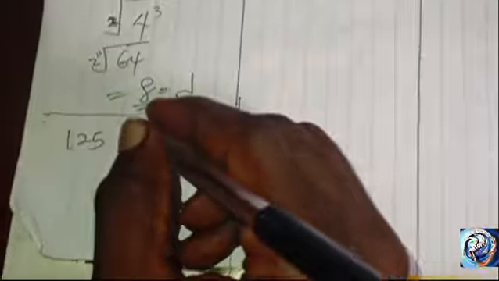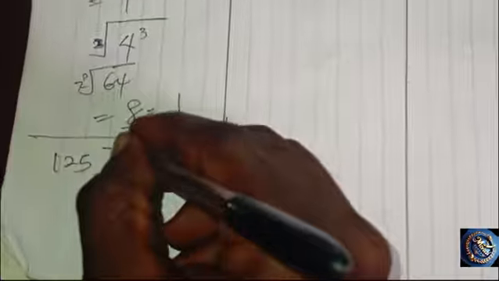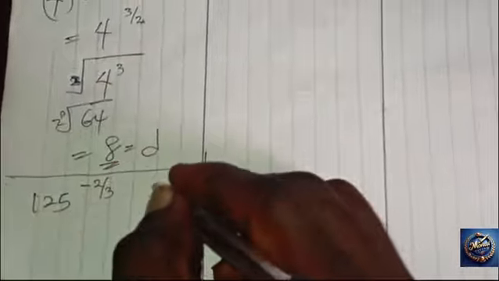The next one is: simplify 125 raised to the power of minus 2 over 3 times 15.